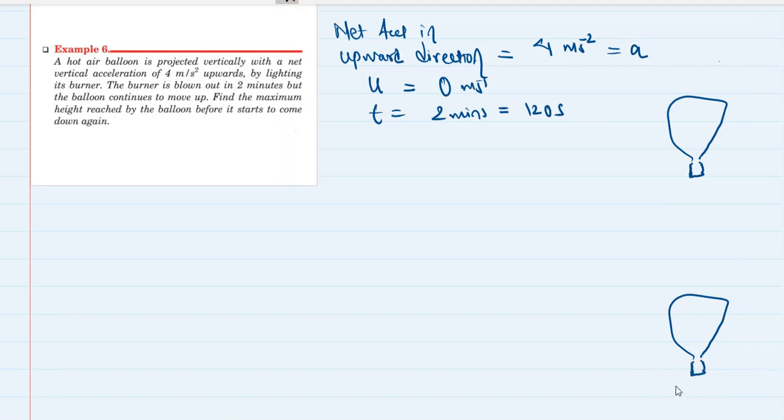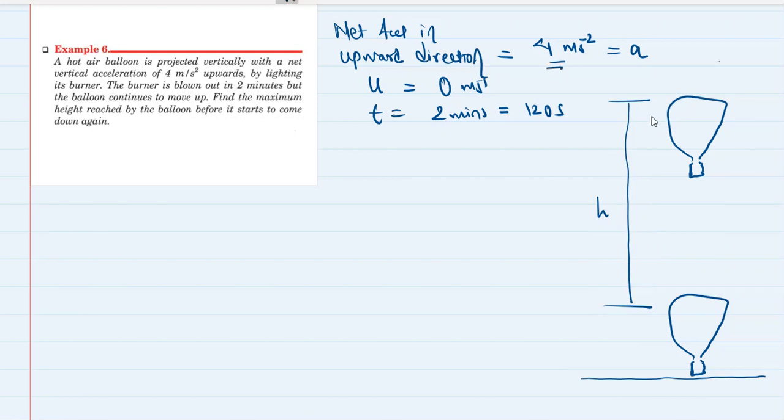Okay, so this is the ground level. The balloon started accelerating from this point, and while accelerating, it reached this height. So this is basically the height achieved by the balloon. This much distance was traveled by the balloon while accelerating at 4 meter per second square.